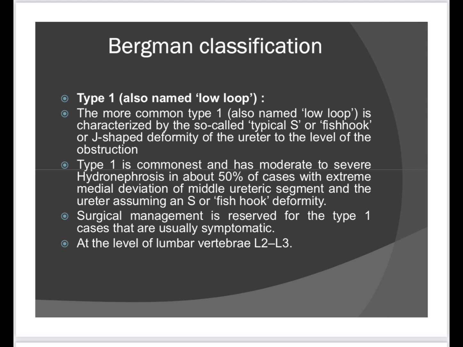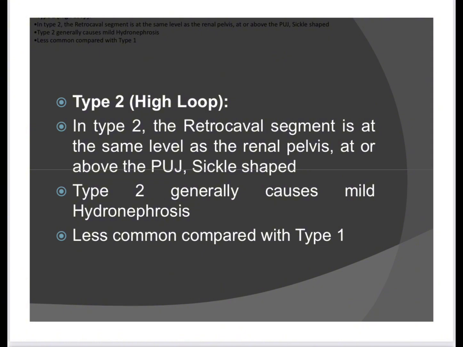And the type 2, which is called the high loop. The high loop means that this occurs at the level of the renal pelvis or just about the pelvis. That's why this is less common, and much of the time there is a mild hydronephrosis, not that of severe or moderate hydronephrosis which occurs in type 1. So type 1 is dangerous, as it occurs in the mid portion and causes moderate to severe hydronephrosis in about 50% of the cases.